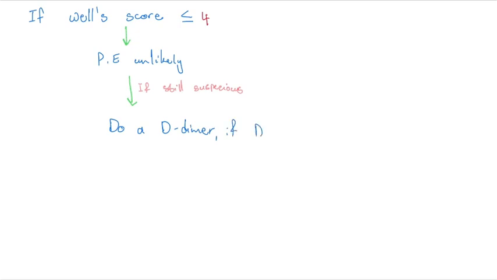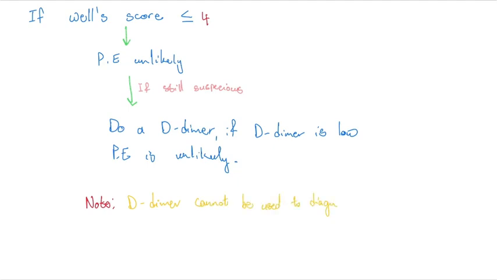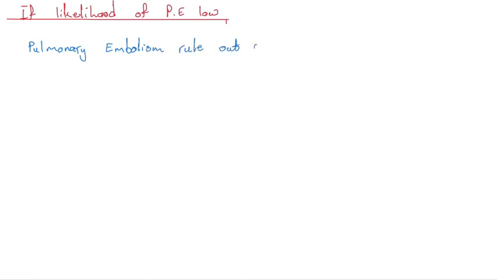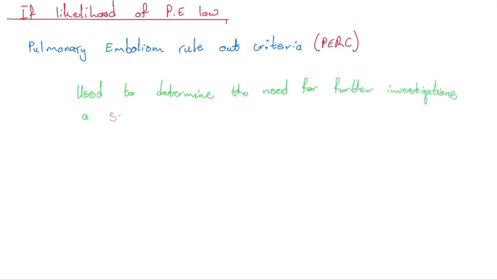If a Wells score is less than 4, then a PE is unlikely, but if suspicious, then a D-dimer can be checked. And if this is low, then a PE is still unlikely. Note that a raised D-dimer cannot be used to diagnose a PE due to low specificity. There is a high probability of false positive results. If the likelihood of a PE is low, then the NICE guidance recommends using the pulmonary embolism rule-out criteria, PERC. PERC is used to determine the need for further investigations, and a score of greater than or equal to 1 means a PE cannot be ruled out.